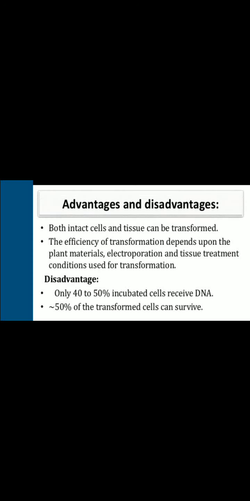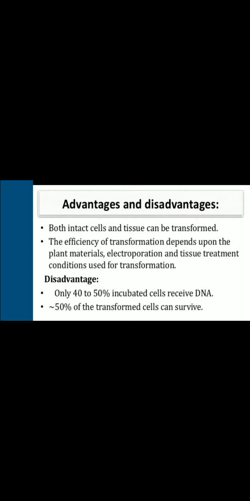What are the advantages and disadvantages? Both cells and tissues can be transformed with the help of this technique. Mind it, when we are using eukaryotic organisms, we require tissue to be transformed. So this technique is useful in prokaryotic as well as in eukaryotic organisms. The efficiency of transformation depends upon the plant material or the material which is used.